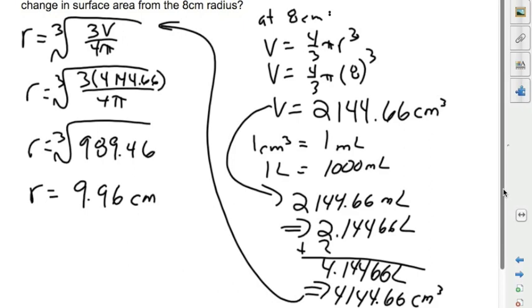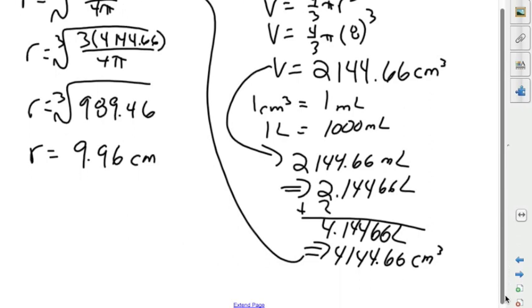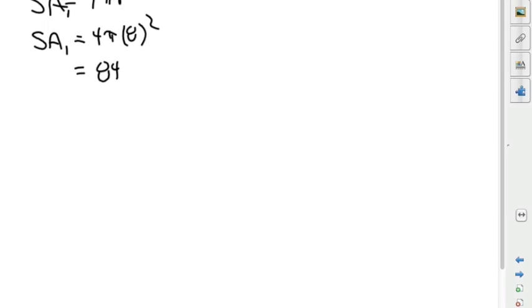What is the change? So we do need two surface area calculations and subtract. We're going to do that on another page. So what's the surface area? Surface area equals 4 times pi r squared. I'm going to call this surface area 1, what we started off with. So surface area 1 is 4 pi, radius was 8. So that is 4 times pi times 8 squared, which is 804.25.